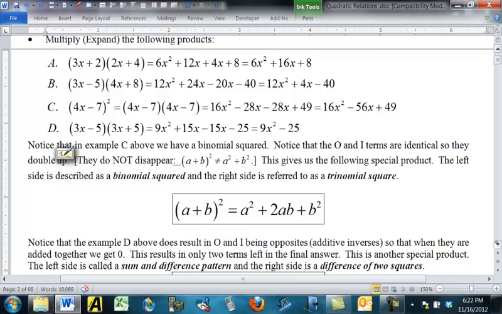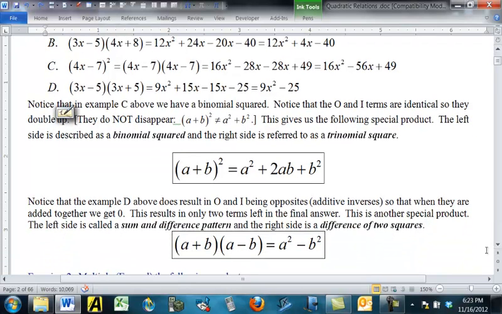So this gives us a couple of special products. If you take in general (a + b) and square it, you get a² + b², but you also get 2ab in the middle. We could call that a binomial squared, and the answer on the right is called a trinomial square. The one that has the O and the I opposites that cancel each other out is called a sum and difference pattern on the left, where we have (a + b)(a − b), and the answer is a difference of two squares, a² − b².